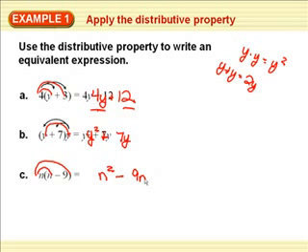We can't combine. I know it looks like these are the same, but this n is squared and this n is not. So those are not like terms. We would not be able to put those together.